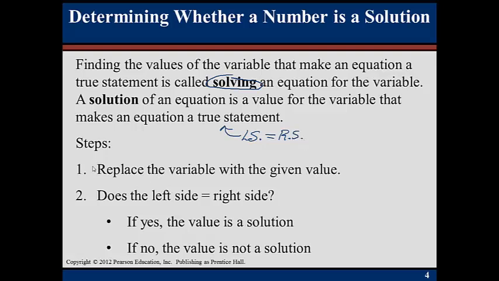The steps for determining whether a number is a solution. Step 1. Replace the variable with the given value. So they're going to tell you x equals 5 or x equals 2. Whatever that number is they give you, you're going to plug it in for the variable. And then step 2 is a question. Does the left side equal the right side? So does the left side of your equation equal the right side of your equation? If it's yes, then the value is a solution. If it's no, the value is not a solution.